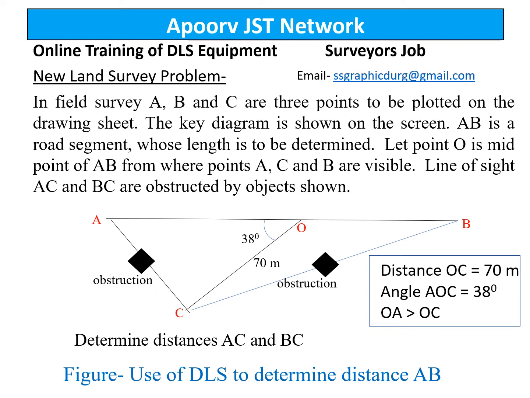Let point O be the midpoint of AB from where points A, C and B are visible. Line of sight AC and BC are obstructed by objects shown. Digital Land Survey, DLS, equipment is used to take the following observations. Distance OC is equal to 70 meter, and angle AOC is equal to 38 degrees. Also, site topology shows OA is greater than OC. Determine the distances AB, AC and BC.